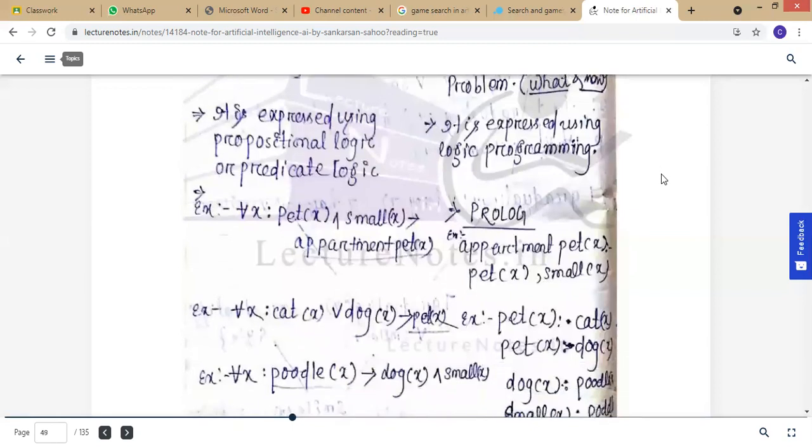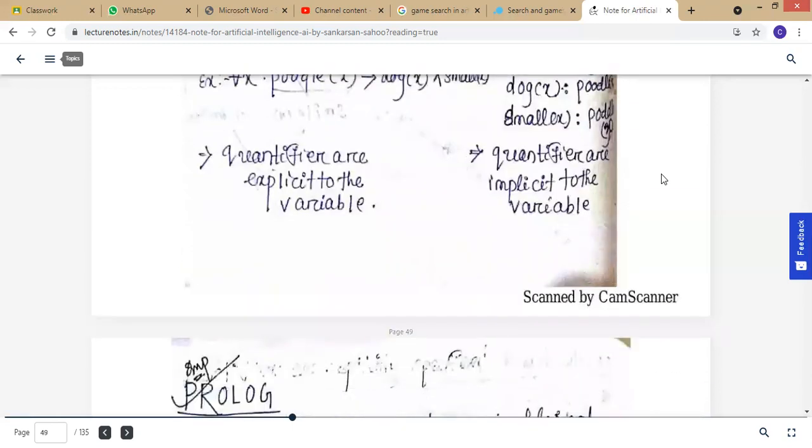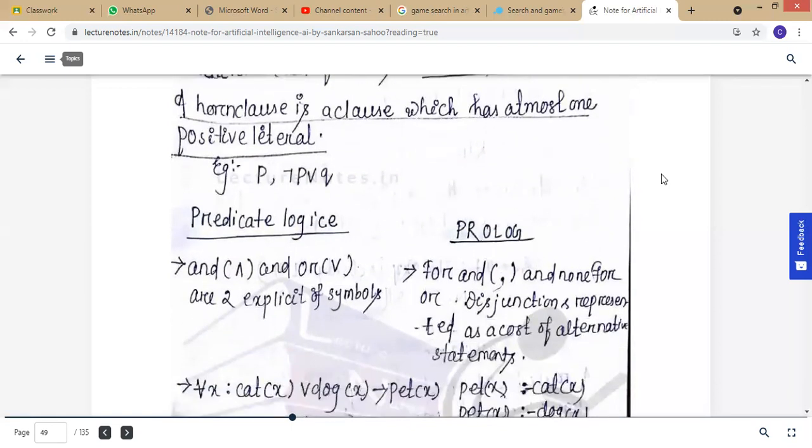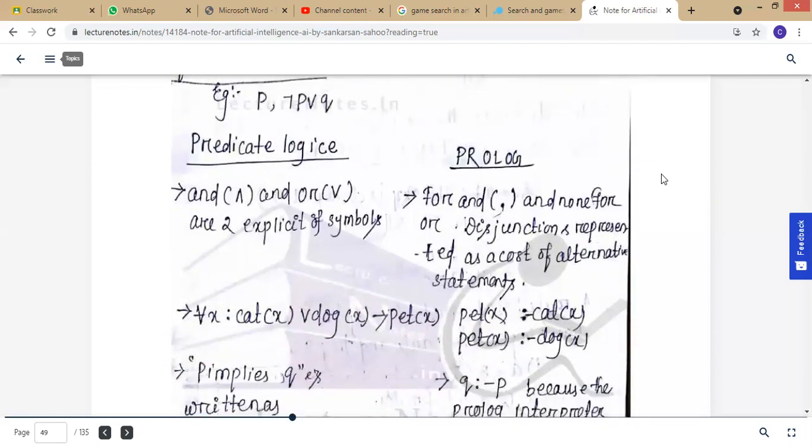So in this, there are two parts: one gives the answer and one asks the question. Next is Prolog. Prolog is a program described as a sequence of logical assertions, each of which is a Horn clause. A Horn clause is a clause which has at most one positive literal. Prolog can describe a series of logic representations. What is the difference between predicate logic and Prolog? The difference is in the symbols. These are the kinds of symbols that we are using in predicate logic and Prolog. Take a look at the differences.